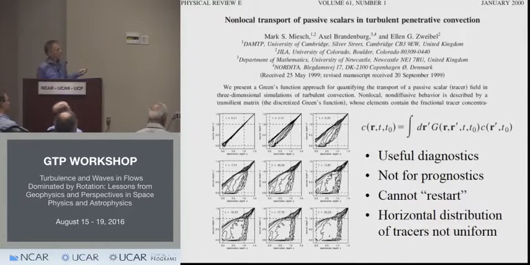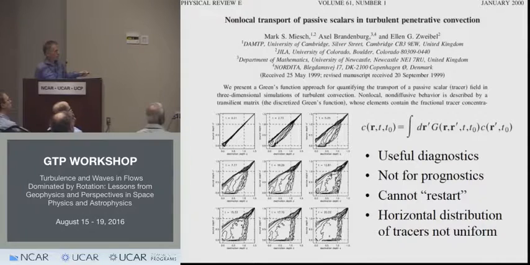Here, an old result from 2000 with Mark Misch and Ellen Zweibel, where we used the transient matrix approach to determine from convection how material from a certain height, here are the deeper layers, here are the top layers, gets deposited at later times. So time is increasing in this direction, and we see that most of the stuff is being moved, is ascending directly to the surface, and other stuff also immediately going to the bottom of the convection zone.